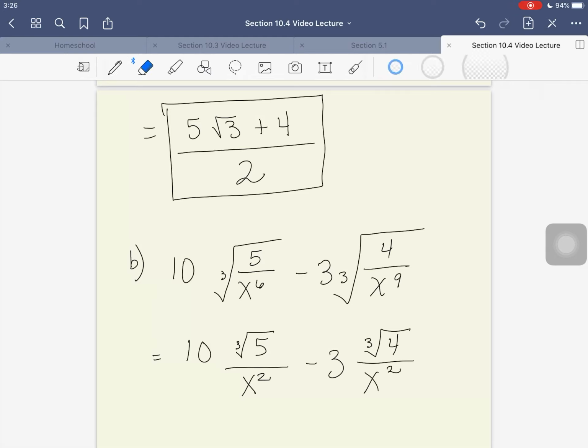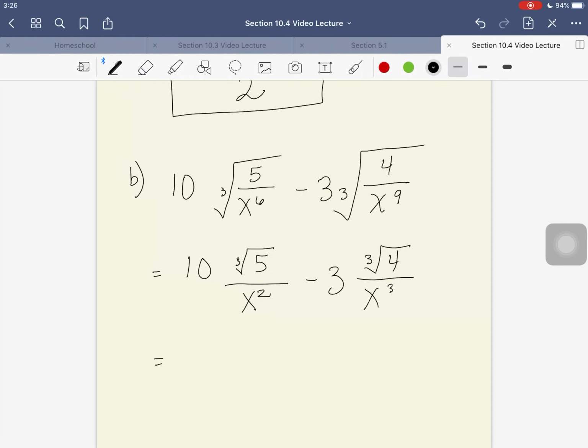It's supposed to be to the 3rd, because the cube root of x to the 9th is x to the 3rd. All right, so I'll just write it this way. 10 cube root of 5 over x squared minus 3 cube root of 4 over x cubed. And I want to write it as a single quotient.